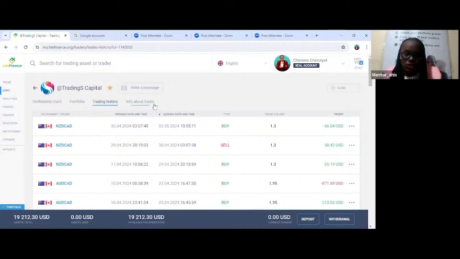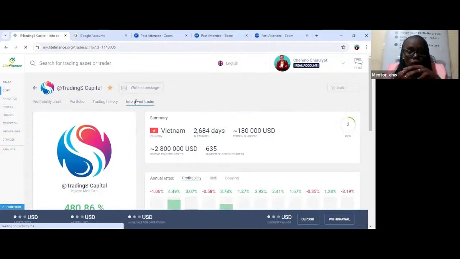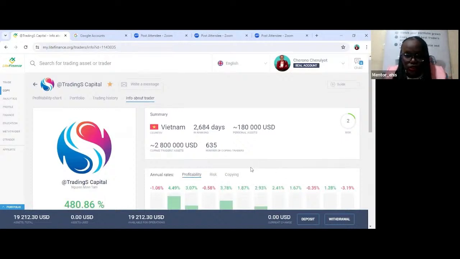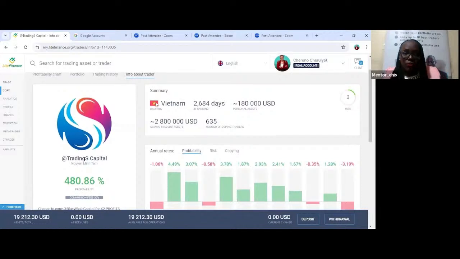So when you're checking on a trader, the section that will give you more details is the information about the trader. And we are on the information about this Trading S Capital. Let's check on his trading history. He's from Vietnam. He has been on the market for 2,684 days. This is around more than 6 years.